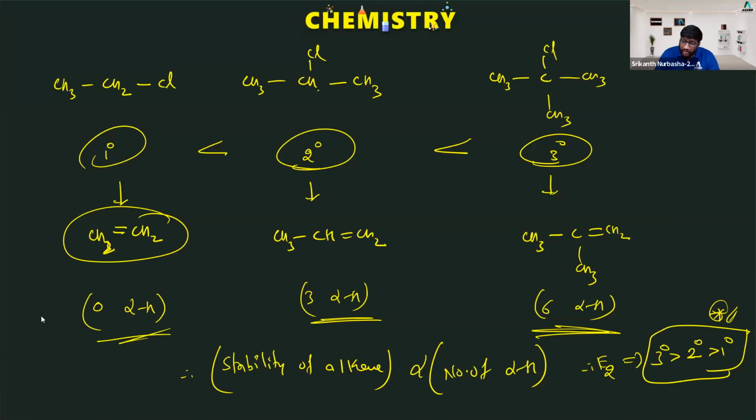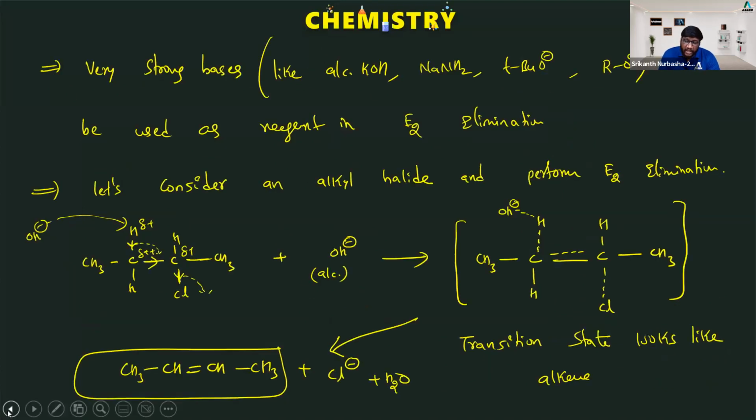The rate of E2 elimination is 3 degree greater than 2 degree greater than 1 degree because the transition state looks like an alkene. Is this mechanistic approach clear? Yes or no, Sapna?